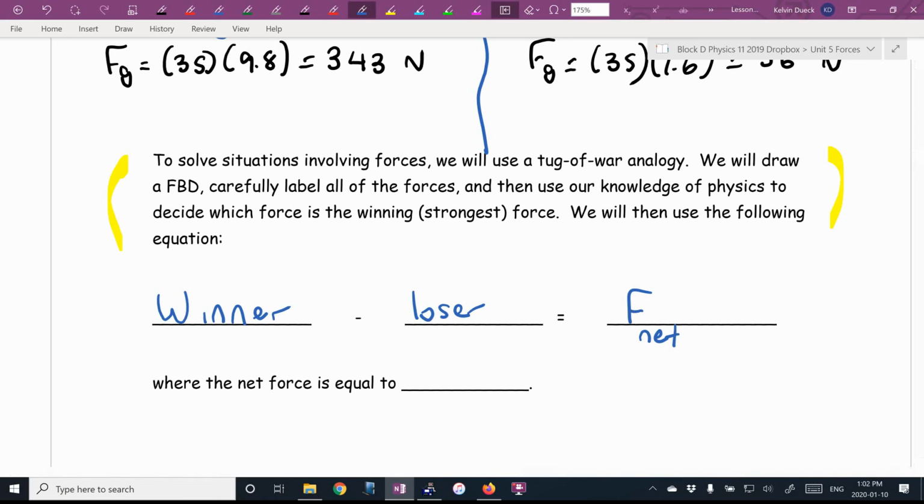We're going to imagine on our free body diagram that the forces are having a tug of war, but one of them is winning, one of them is losing, and when you combine them, that's your net force. Oh, except I'm going to be even more specific. If you look on your green formula sheet, I didn't actually write F equals ma. I wrote F net equals ma. So now we're going to put it all together.